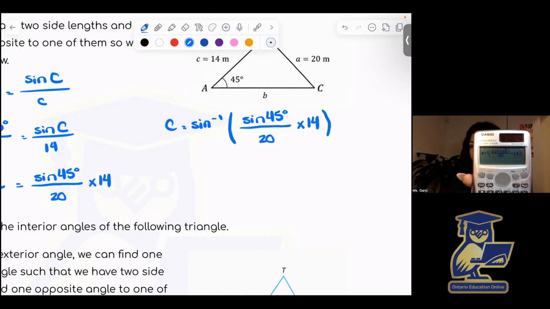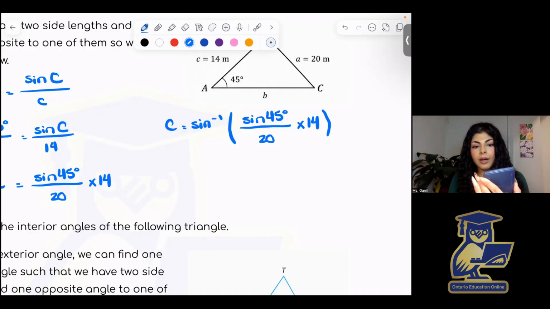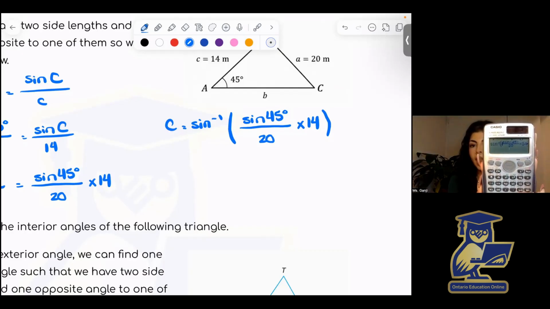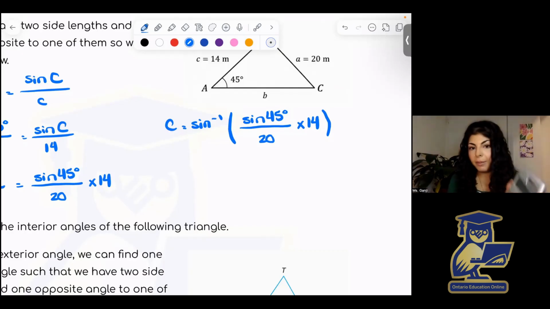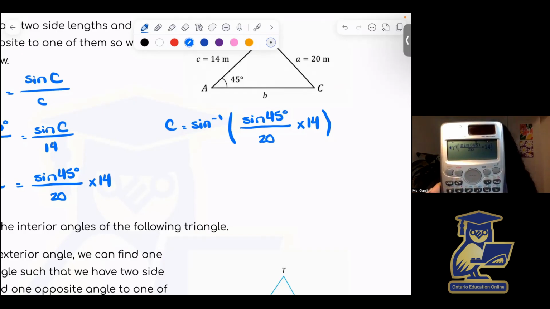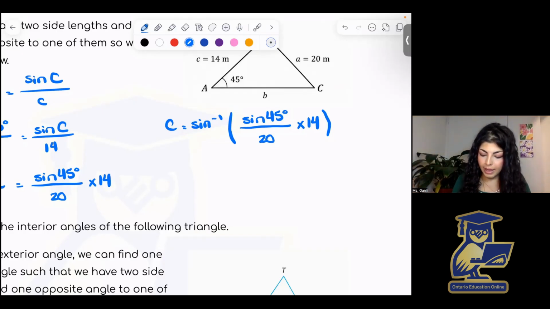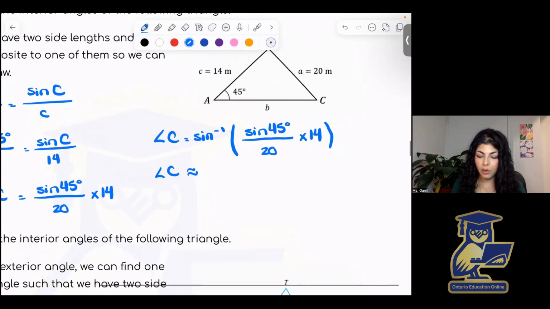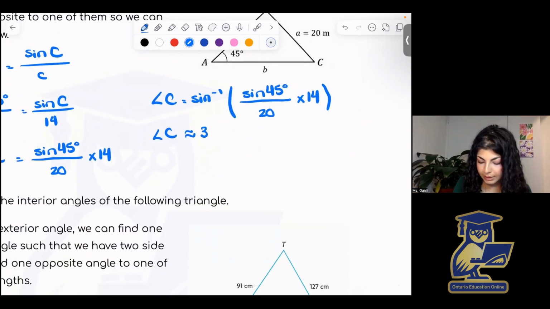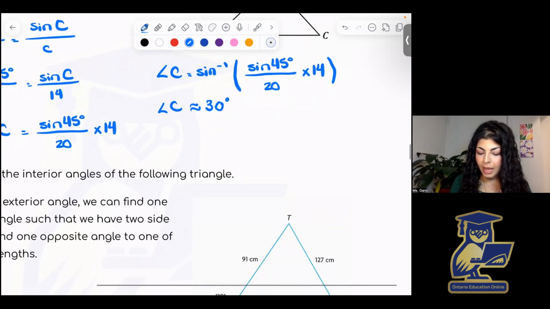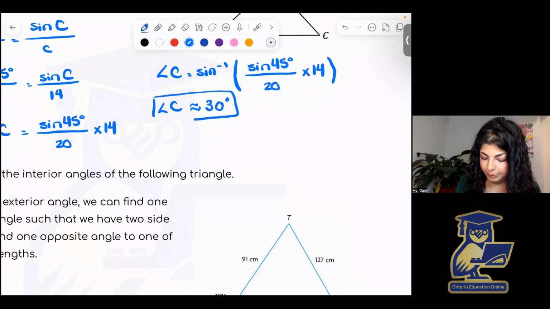As you can see, and the first bit is cut off, but here we do have sine inverse, and then I have my sine of 45 divided by 20, and then times the 14. And if I evaluate this now, I get that angle C is approximately, and with angles, you can always just round to the nearest degree. So in this case, this is 30 degrees because it's 29.7. So then we just round up. And I will box this first.